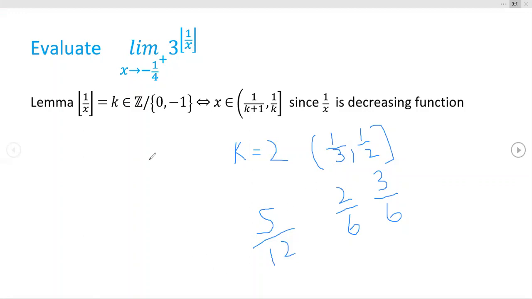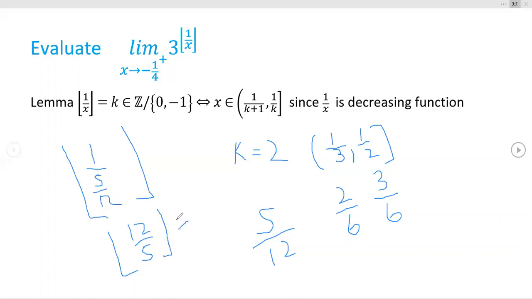But take a look at what happens when you substitute 5 over 12 right here. You would get the floor of 1 over 5 over 12, right? And again, that would be contained within the floor function. It's the argument to the floor function. But you see, that's equal to the floor of just the reciprocal, 12 over 5, right? Well, the floor of 2 and 2/5 has to be 2, right? That's what the floor function does. It chops it off, takes it down to the next integer, okay?